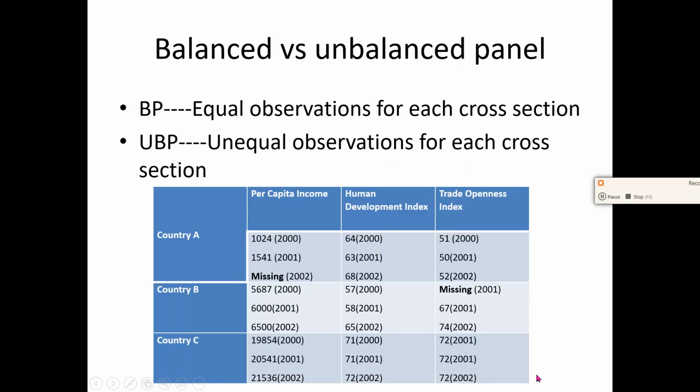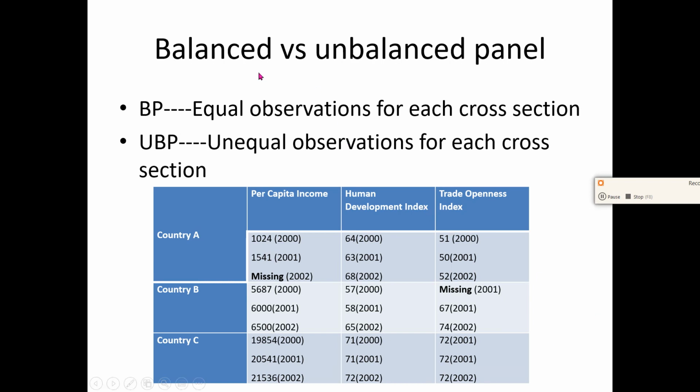Okay. So next we're going to discuss balanced panel versus unbalanced panel. Actually, this should have been covered right where I discussed the panel data, but pardon me, I just thought that this is also something that should be equally important and should be covered. Okay, so there is nothing difficult in it.